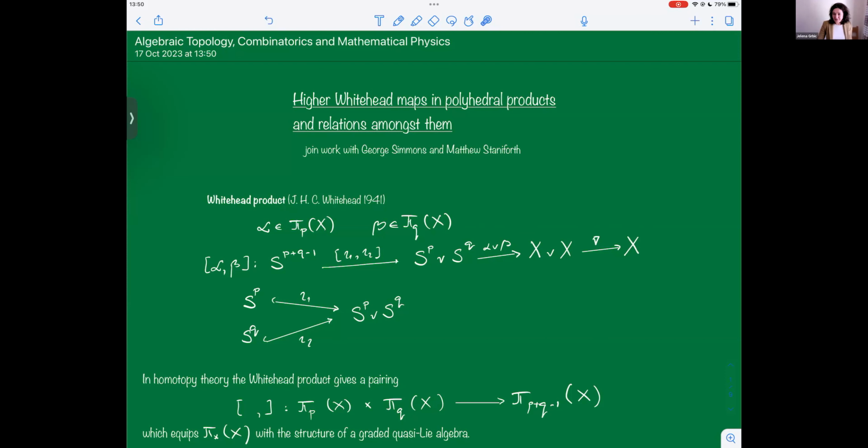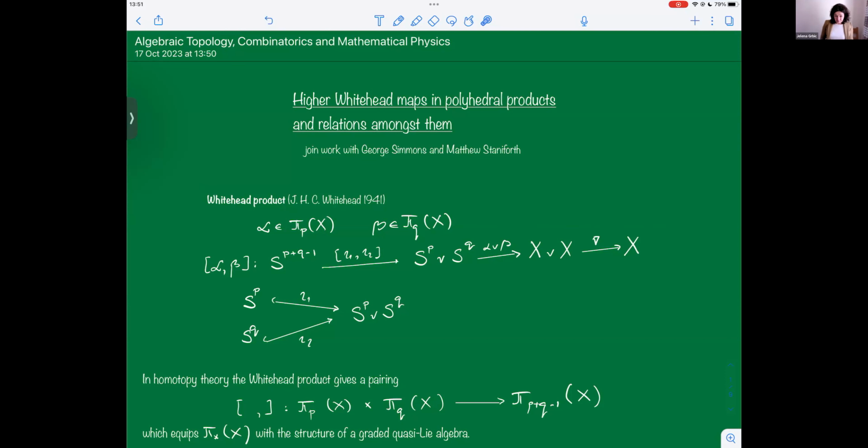So today I'll be talking about high Whitehead maps and relations amongst them. That's joint work with my ex-PhD students, George Simmons and Matthew Staniforth. Just on Sunday, two days ago, we met and they were complaining that they finished their PhD studies with me and didn't have an opportunity to go and visit Moscow. So I promised them to bring them to Moscow one day.